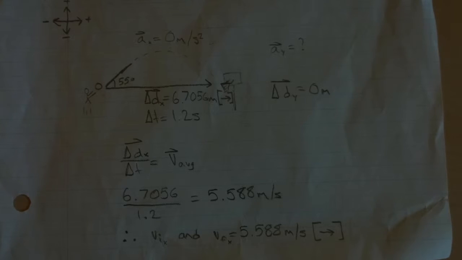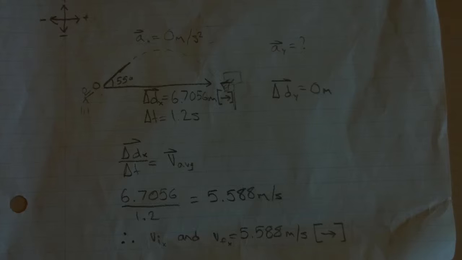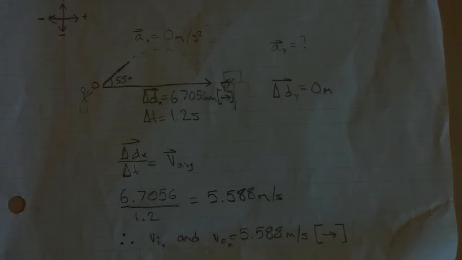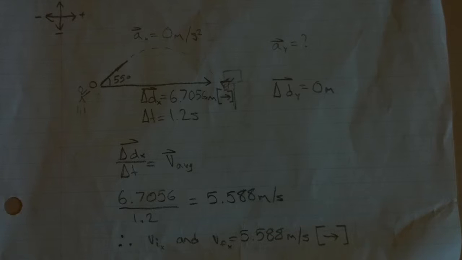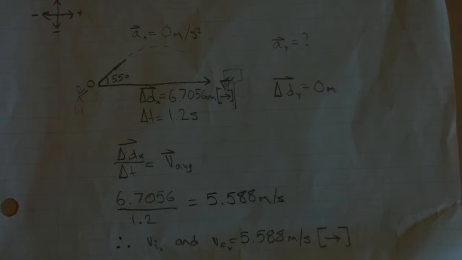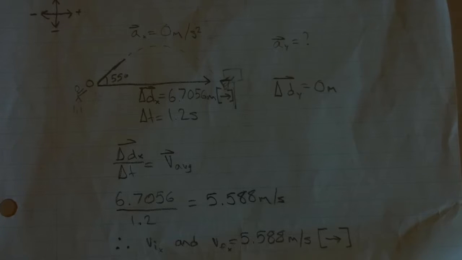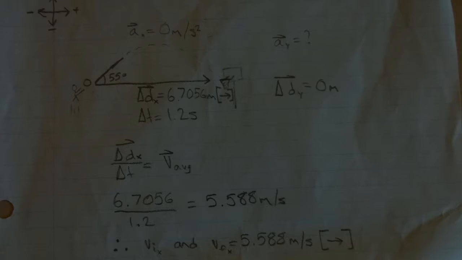There are no other forces acting upon the ball in the horizontal, so the initial velocity is equal to the final velocity. This means we can use the average velocity equation to find both the initial and final velocity. This value is 5.585 meters per second. Because the velocity does not change, the acceleration on the horizontal is 0 meters per second squared.